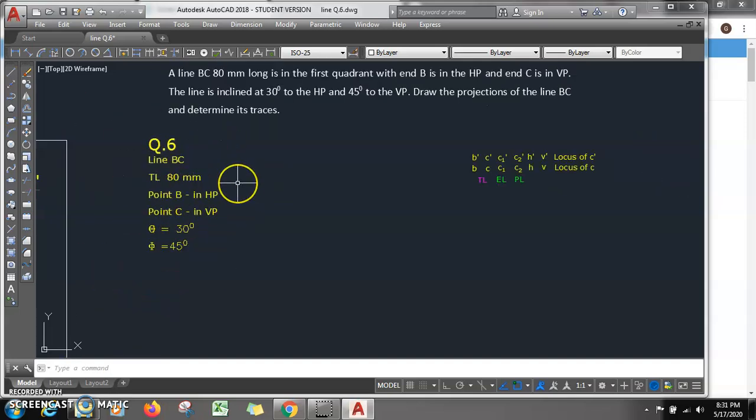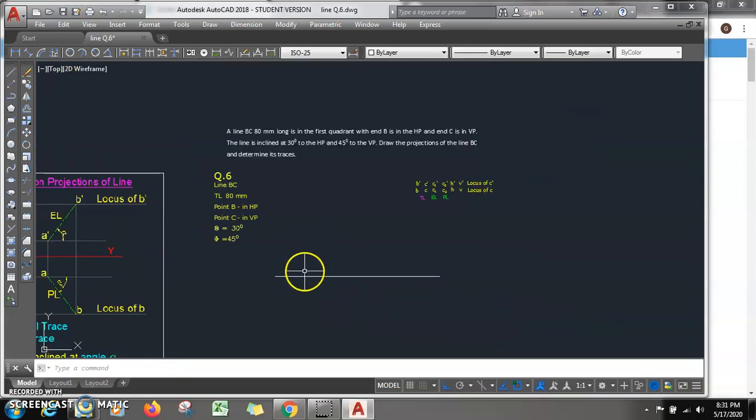Now to solve any line problem, we know how many parameters we need. 5 parameters have to be there when the line is inclined to both HP and VP. So first of all, we will use the given data. We will have one horizontal line, ortho mode should be on. This is the xy line. What is given? Point B is there in HP, and the line is BC. So this is point B, suppose.